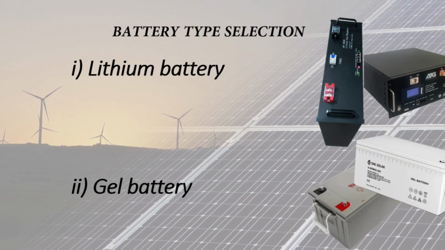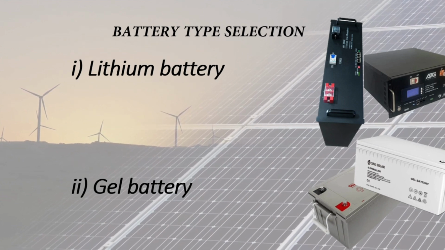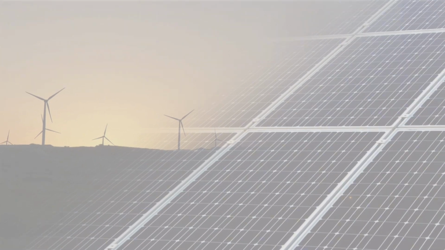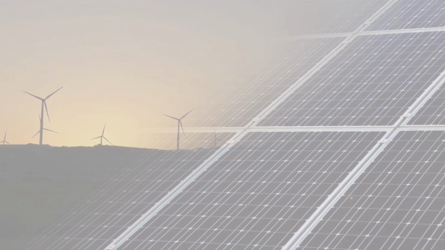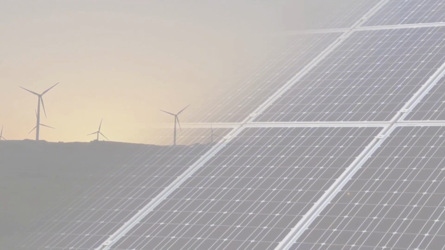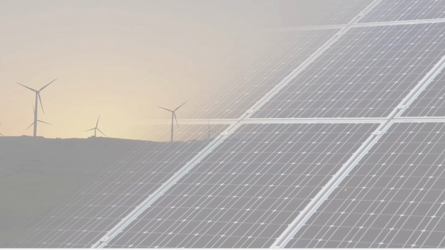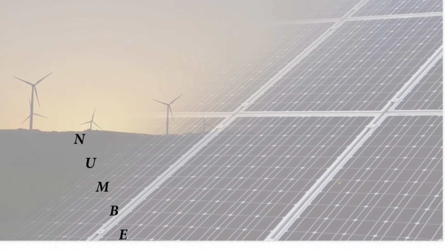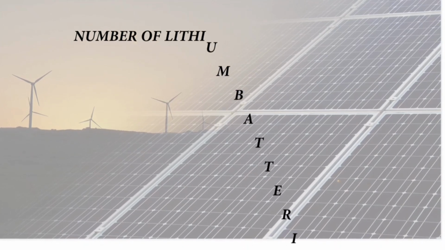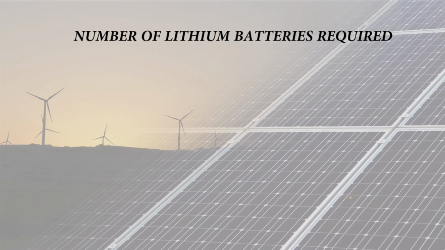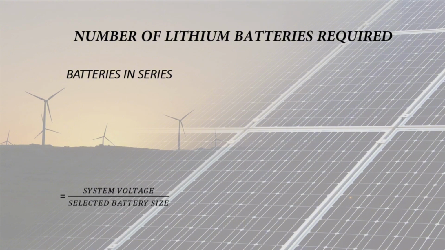After that, you have to calculate and determine which battery to use. Let's say we will calculate everything. We will calculate the lithium battery required and the gel battery, then determine what we want according to the efficiency of our batteries. Number of lithium batteries required. You may start by calculating the number of batteries in series. Number of batteries in series can be calculated as system voltage over selected battery size.